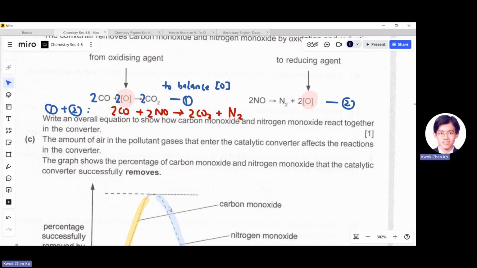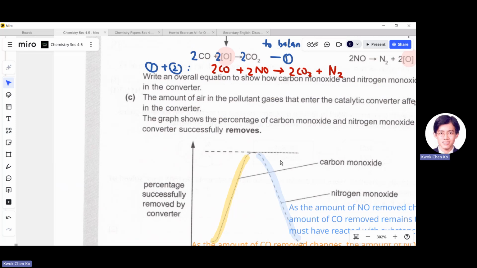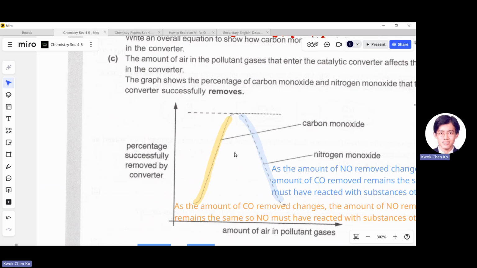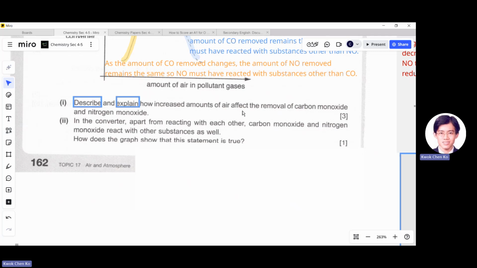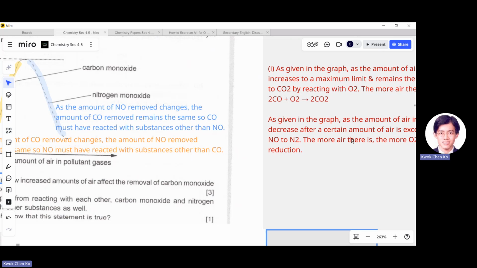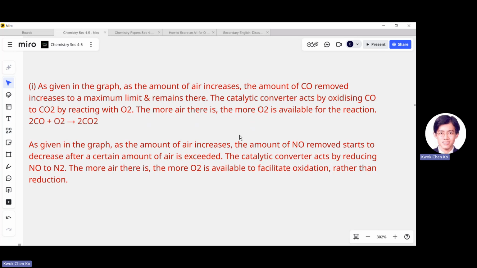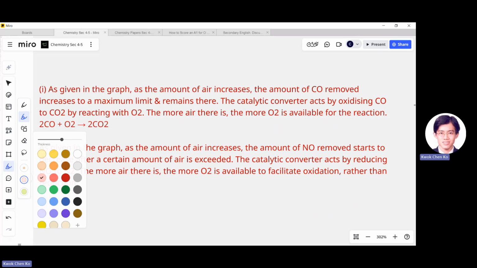Okay. Now you have some data. Any questions about understanding this graph? Can understand? All right, look at the first part. Increase amounts of air affect the removal of CO and NO. I think I more or less gave you the answers earlier already about the catalytic converter. I made this answer sometime back, but I'll highlight the important points, make sure you have them.